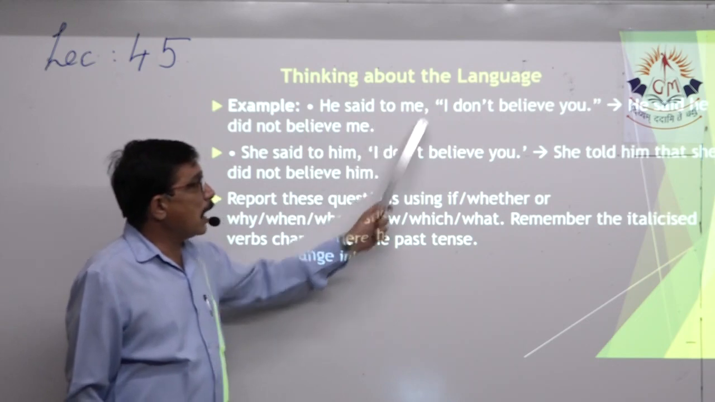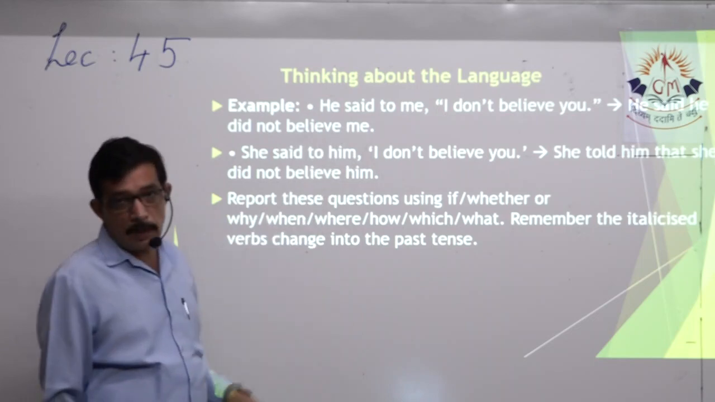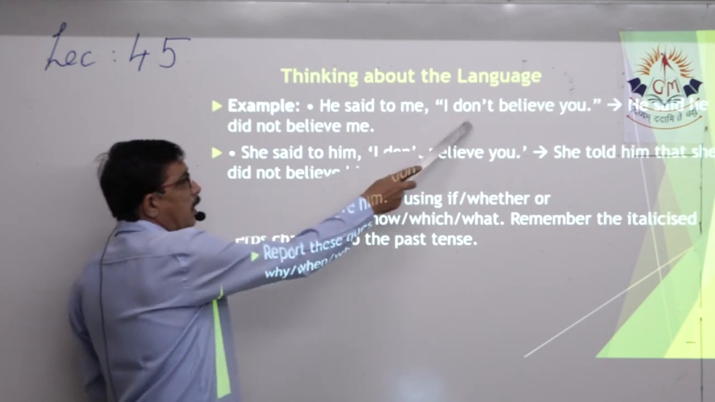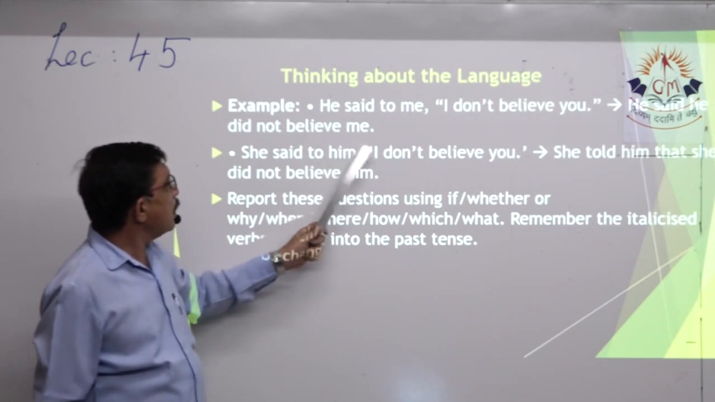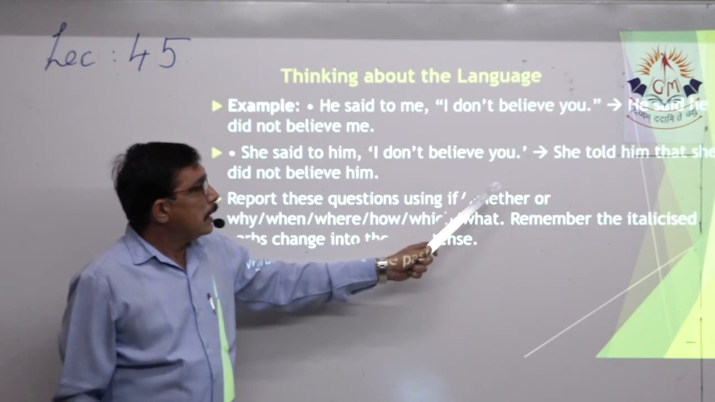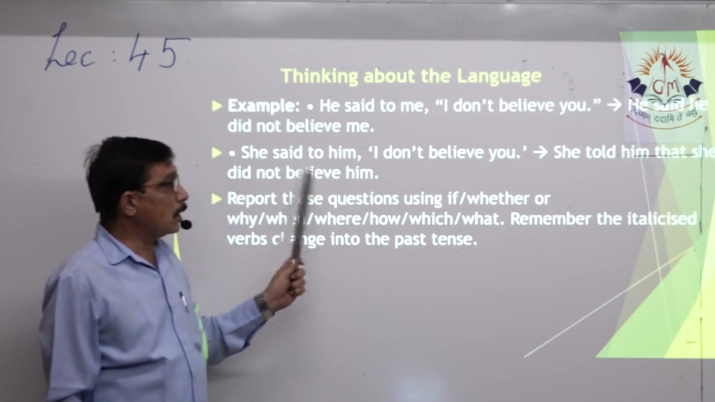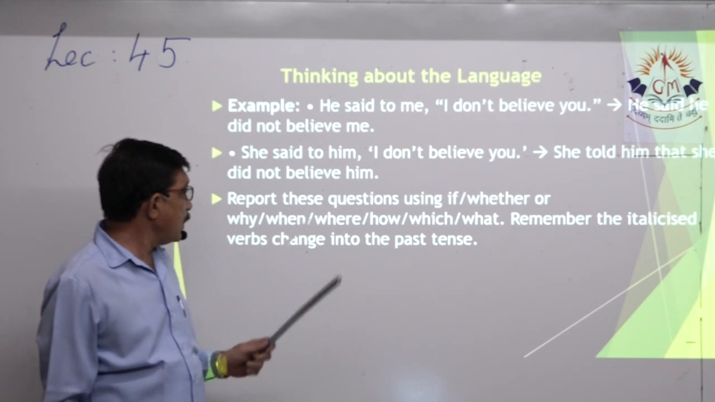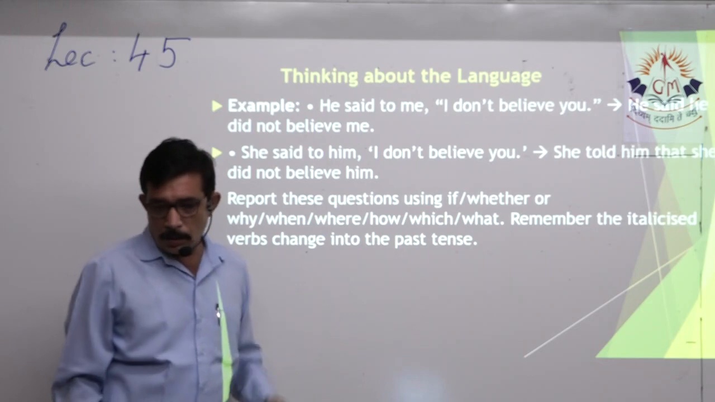Example: he said to me, I don't believe you. He said he did not believe me. This is a simple sentence, but it has the negation. Yes, he said he did not believe me. She said to him, I don't believe you. She told him that, now two people are there, she and him, so told. She told him that she did not believe him. Report these questions using if, whether, why, when, now, that is yet to follow.